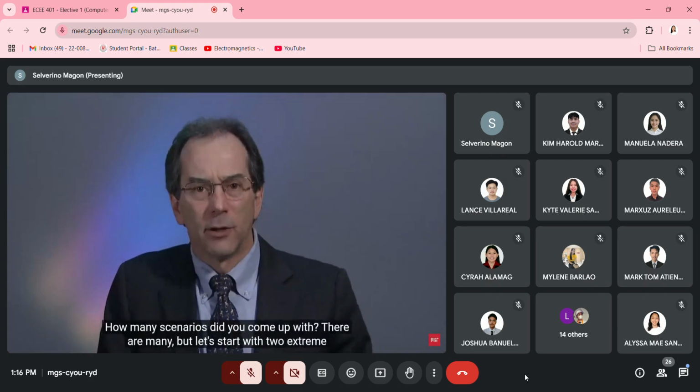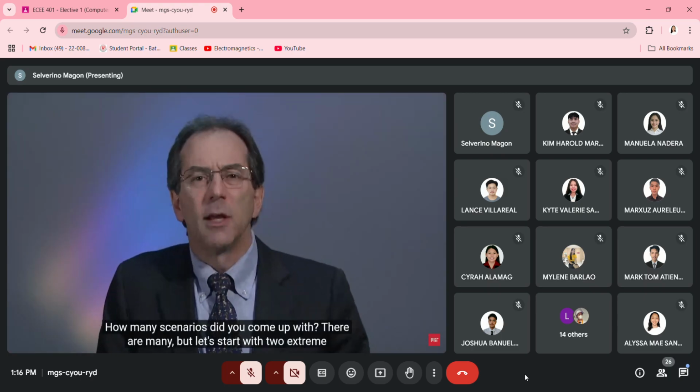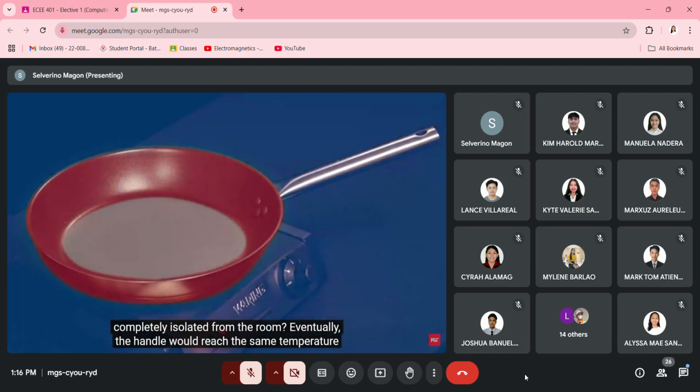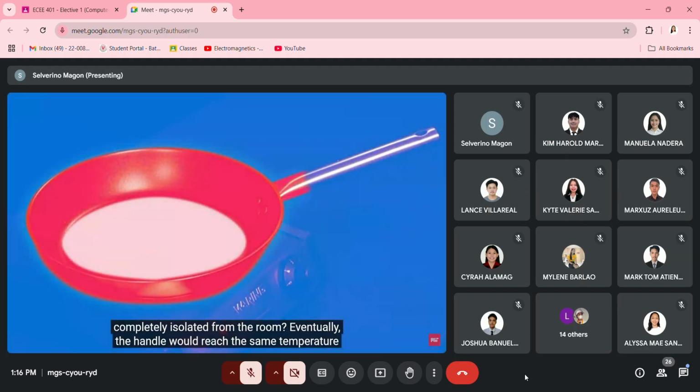How many scenarios did you come up with? There are many, but let's start with two extreme cases. What would happen if the handle and the pan were in perfect thermal contact and both were completely isolated from the room? Eventually, the handle would reach the same temperature as the pan. This is what it would look like.